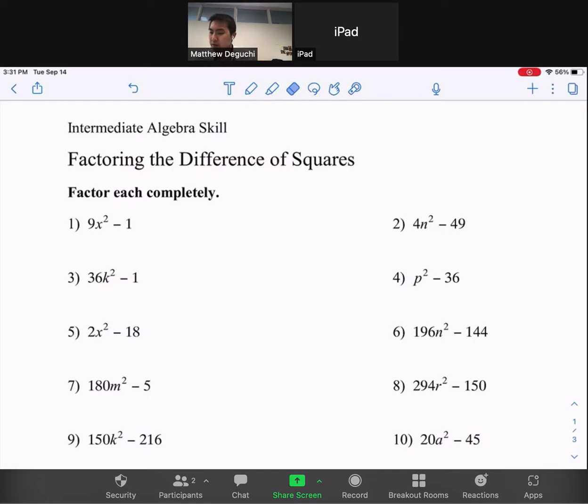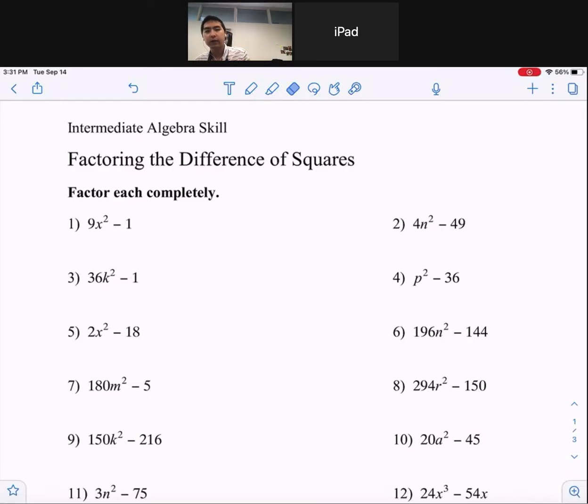Hey guys, here's your homework on factoring the difference of squares. I'm going to be doing numbers 1 and 2, and then 5 through 10, just to help you out.